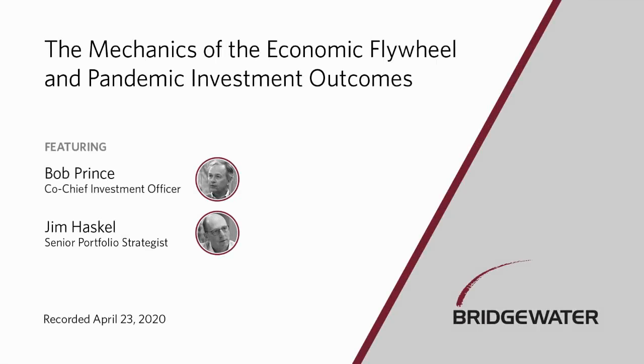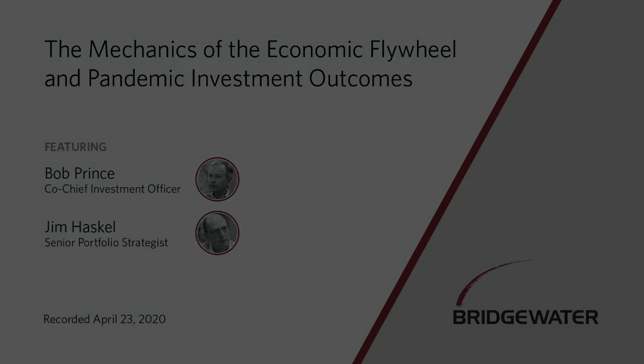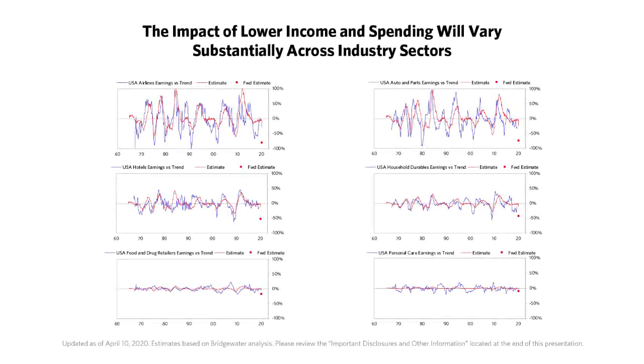Bob, you've discussed some of the impacts of the virus on the economy as a whole, but we've also written about how the virus is going to hit different players in different ways. Can you say more about that? So one of the key characteristics of this income shock is that it has different degrees of impact on different entities.